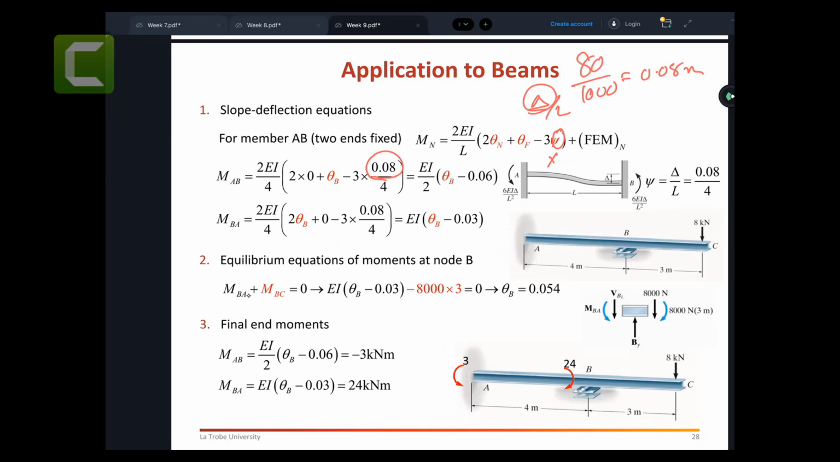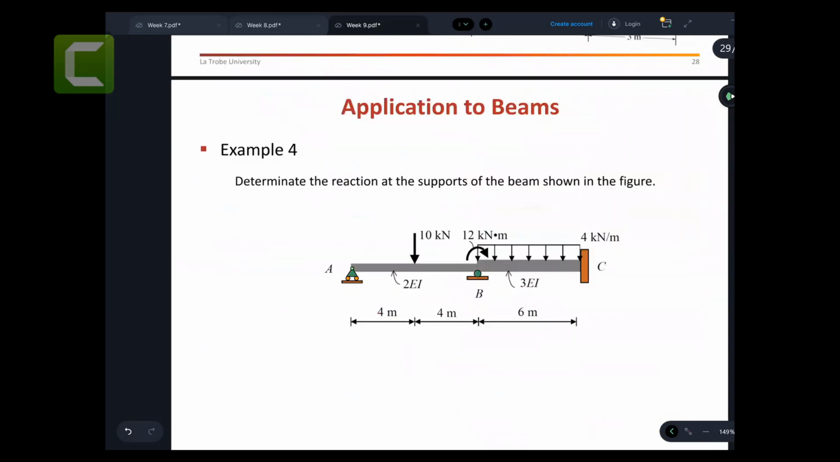Then you can use the equilibrium at point B. You have this point B, MBA and MBC. We got 24. So you remember that 24, and you get theta B. And you can substitute theta B. You calculate these end moments back, and then from those end moments you can find the reaction forces.